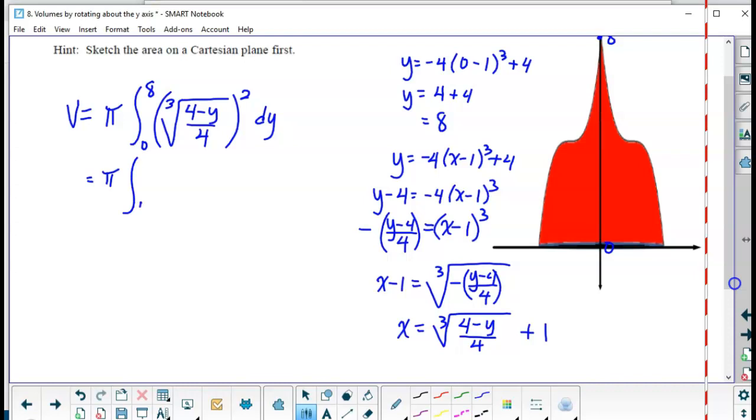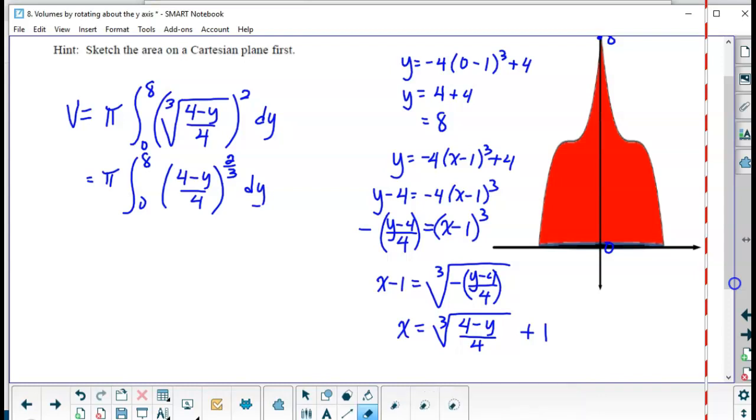Think about what that means. That's really 4 minus y over 4 to the 2/3. Okay, so then you might want to, I forgot the plus 1, sorry. Plus 1.